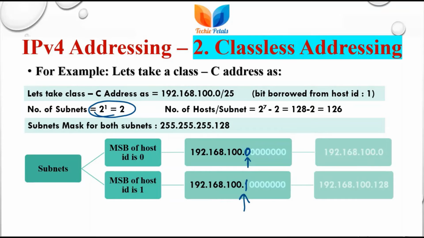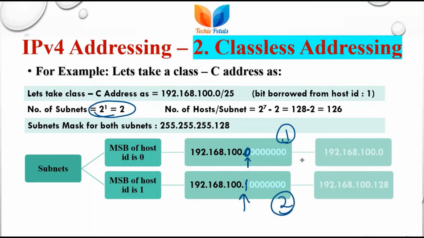Similarly, to represent the network ID, all other host bits must be 0. So we now need to find out the subnet IDs for two subnets. This is our first subnet, this is our second subnet. We need to find out the subnet ID. So the first case is if we have this host bit 0, meaning this host bit is now a network bit. So for one bit, two cases are possible, either 0 or 1.